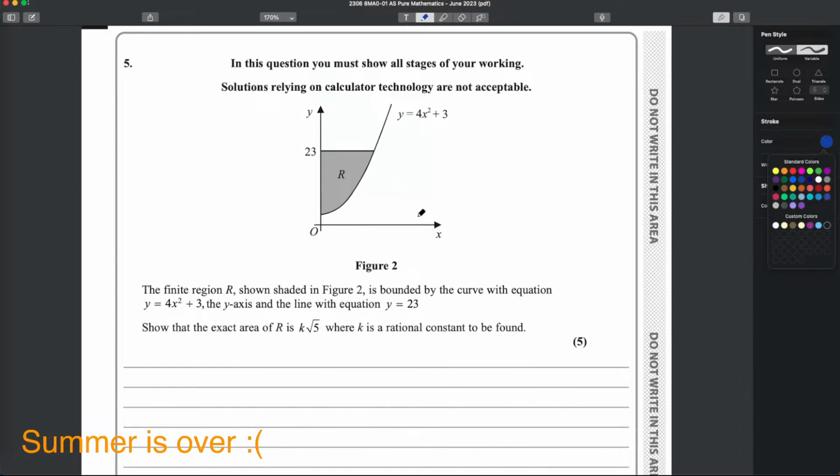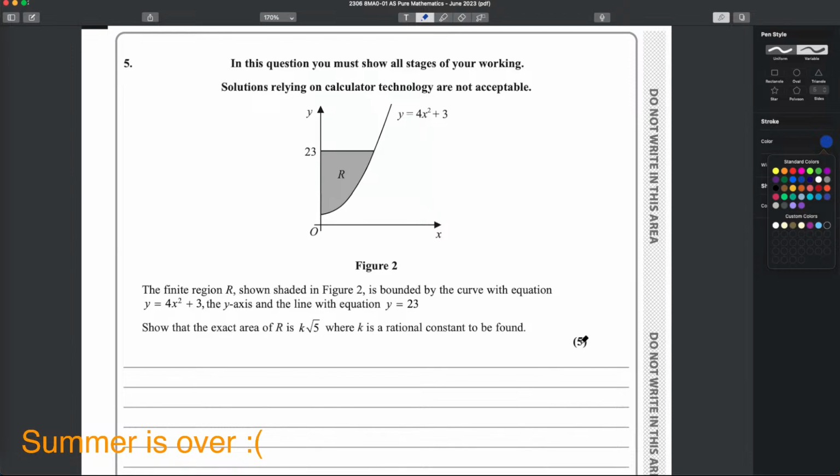It looks like some kind of integration question. We're going to have to find an area. The finite region R shown shaded in figure 2 is bounded by the curve with equation y equals 4x squared plus 3, the y-axis, and the line with equation y equals 23. Show that the exact area of R is k root 5, where k is a rational constant to be found.